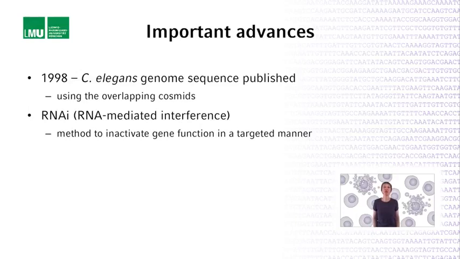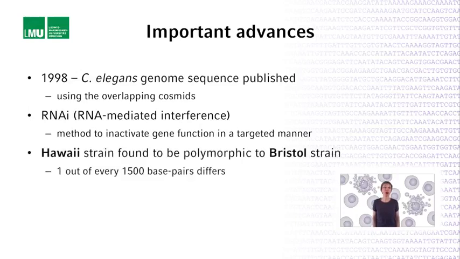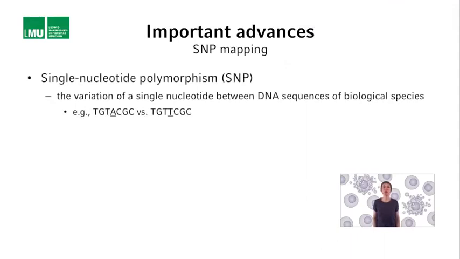Furthermore, a C. elegans strain isolated from Hawaii was sequenced and found to be polymorphic to the C. elegans strain isolated in Bristol, UK. About 1 out of every 1,500 base pairs is different in the Hawaii strain. And this polymorphic strain is now used for doing linkage and mapping experiments at once. This is called SNP mapping, which stands for single nucleotide polymorphism mapping.